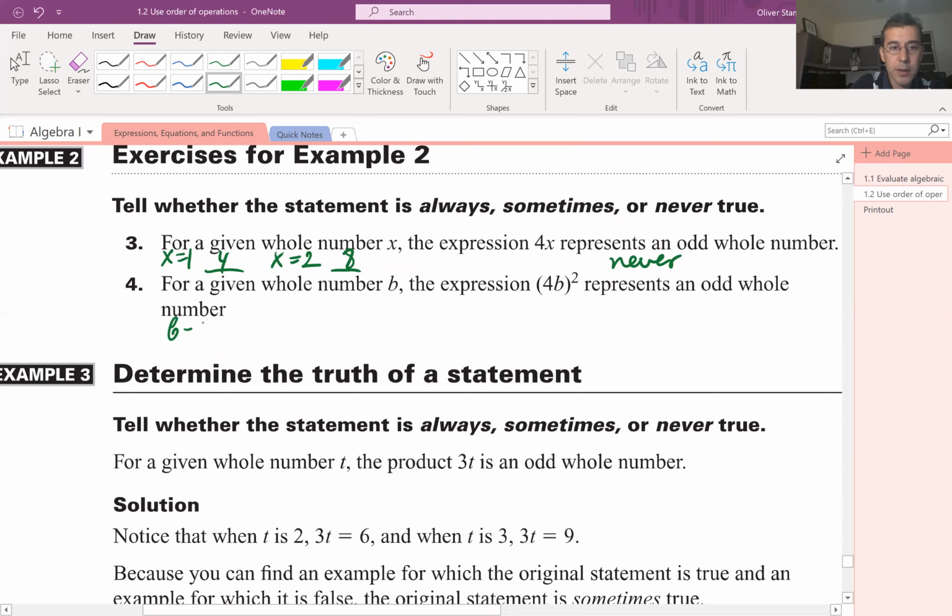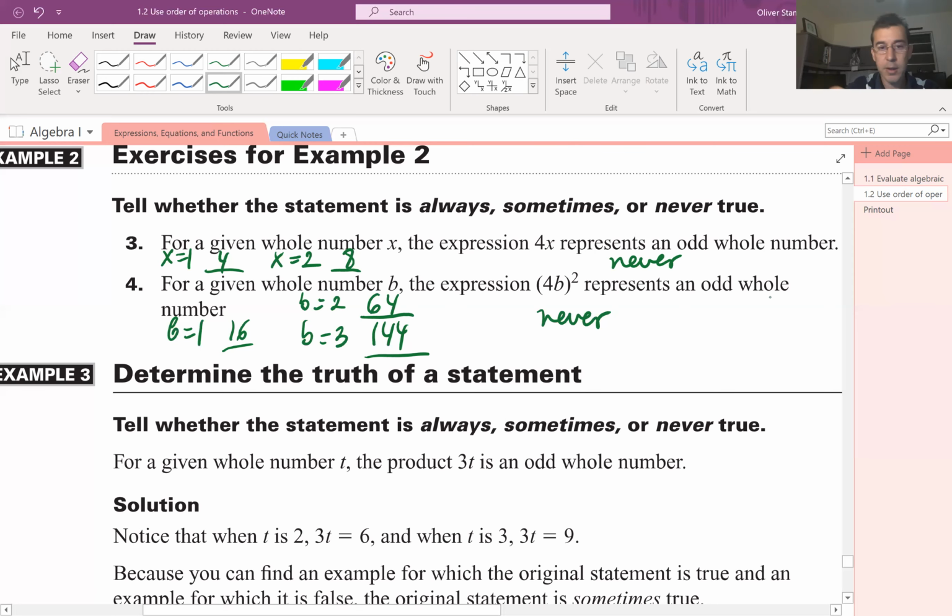if b is 1, 4 times 1 is 4. 4 squared is 4 times 4, which is 16. And then if b equals 2, 4 times 2 is 8. 8 squared is 8 times 8, or 64. If b is 3, 4 times 3 is 12. 12 squared is 12 times 12, or 144, and so forth. So it's always even, right? Even: 16, 64, 144. So even numbers are divisible by 2, no remainders, right? So in this case, it's always even. So odd is never. It's never an odd whole number.